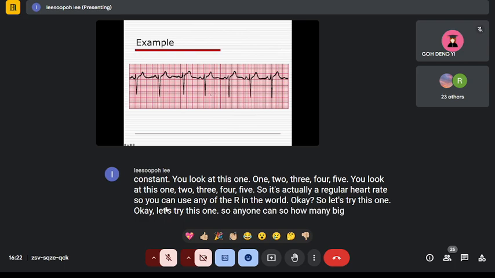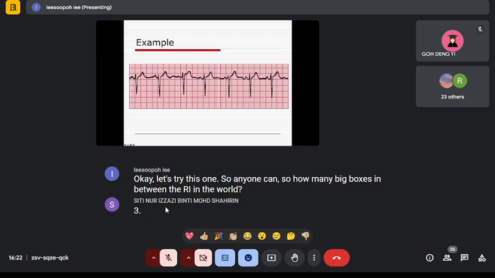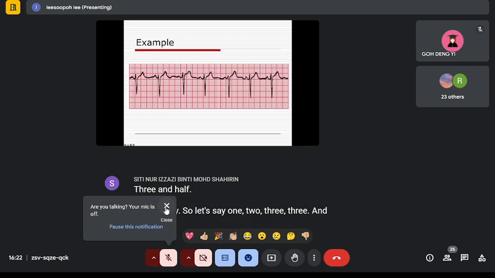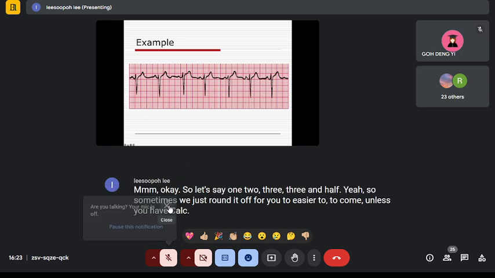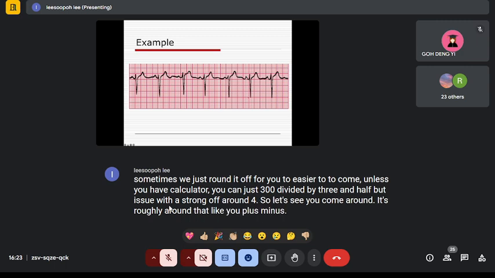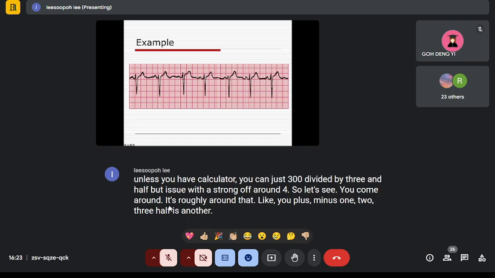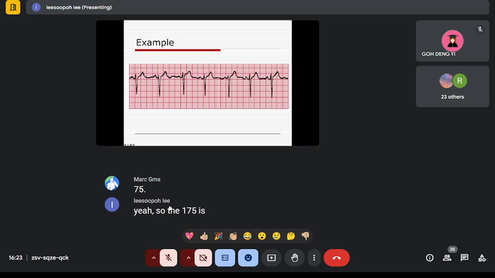So how many big boxes in between the RR interval? Three and a half. Okay, so let's say 1, 2, 3, 3.5. Sometimes we just round it off to make it easier to count. If you have a calculator, you can just do 300 divided by 3.5. But usually we just round it off to around 4. Half is another 1 small box. So if you do 300 divided by 4, how much do you get? 75. Yeah, so the heart rate is 75. It's as simple as that.